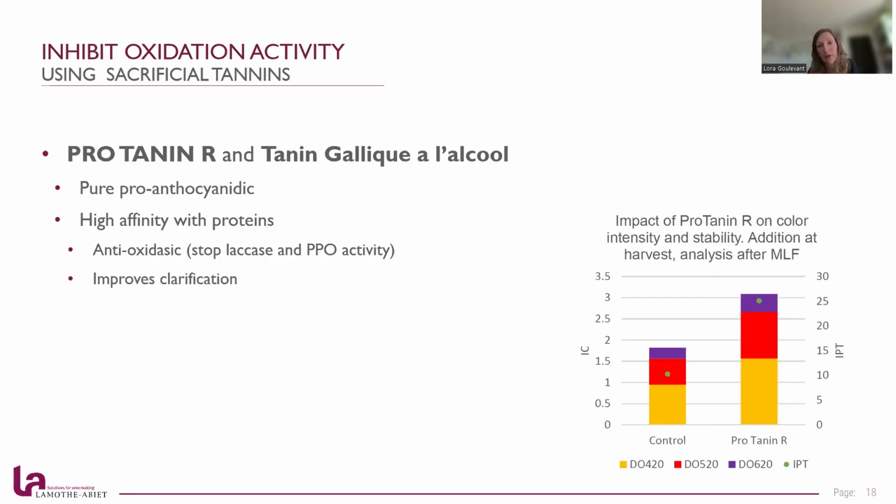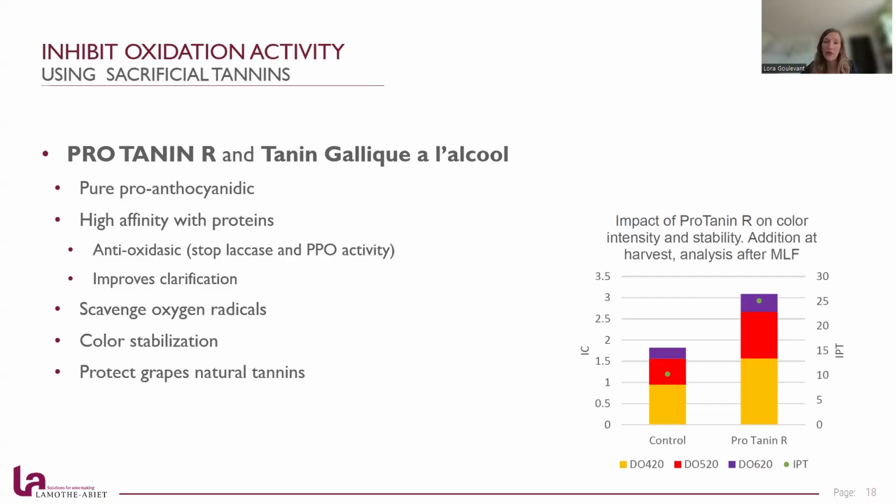It does improve the clarification, and they inhibit oxygen radicals. It does scavenge oxygen radicals. So it's basically protecting your grapes from any oxidation. So that's also a product that you can sprinkle dry on your grapes, from 180 to 250 grams per ton, regarding the health of your grapes.